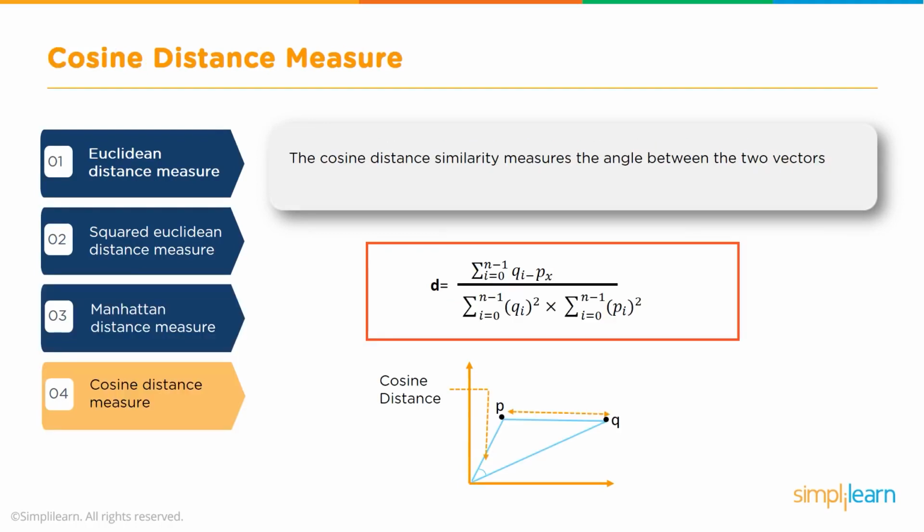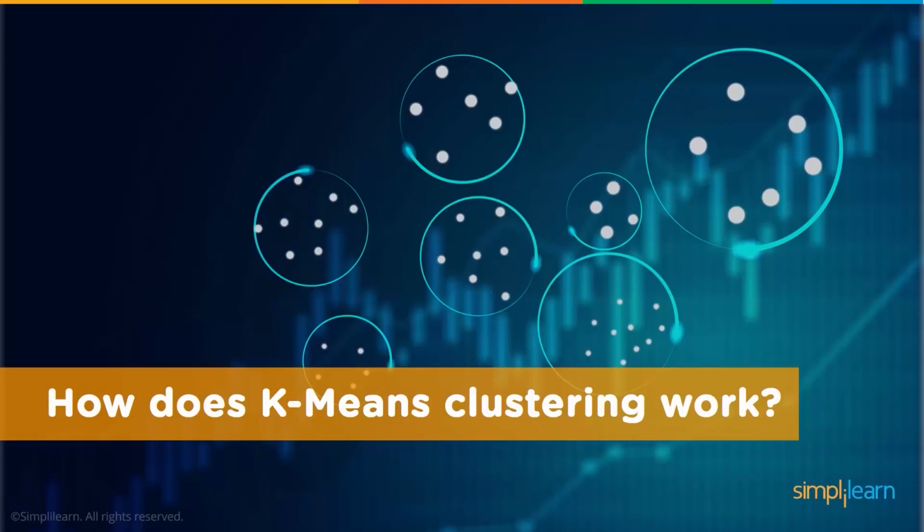Then we have cosine distance measure. In this case, we take the angle between the two vectors formed by joining the points from the origin. So that's the cosine distance measure. Okay, so that was a quick overview about the various distance measures that are supported by k-means. Now, let's check how exactly k-means clustering works.